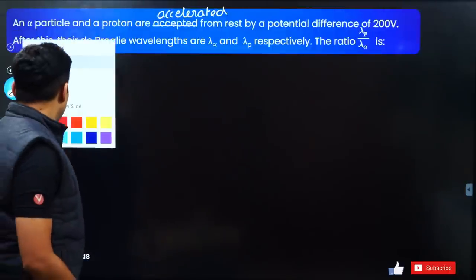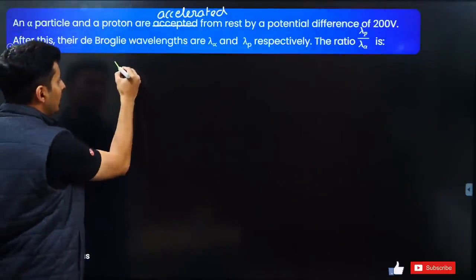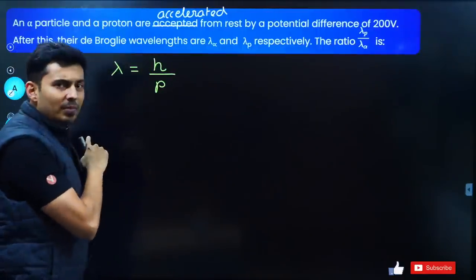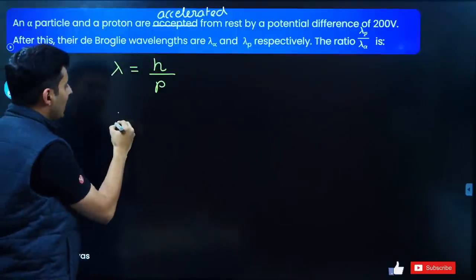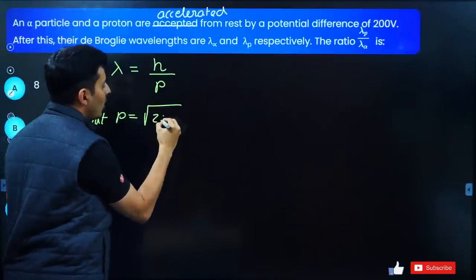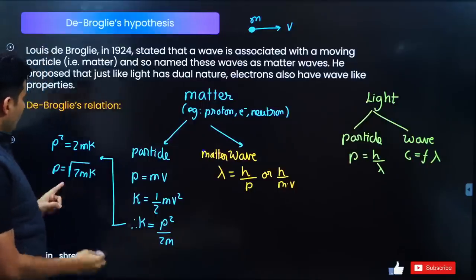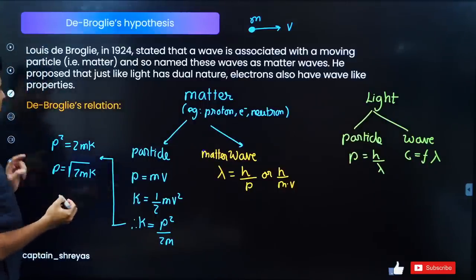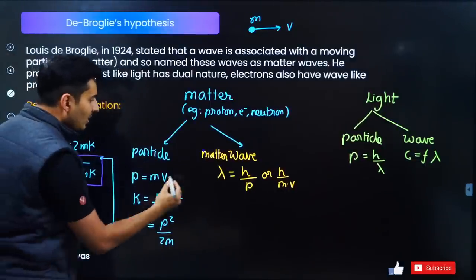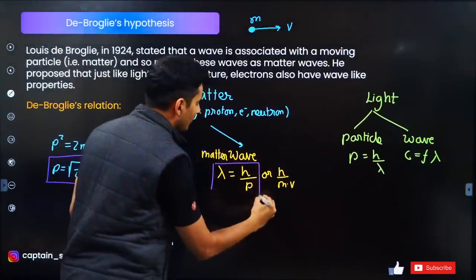First of all, let's see if I know the formula for wavelength. The wavelength formula in general is h by momentum. Just some time back, I showed you momentum is root of 2mK. Do you remember this? If you have forgotten, let me take you back. Momentum is root 2mK. I showed you this over here. If you want, I'll block all these results. These are very standard and very important.